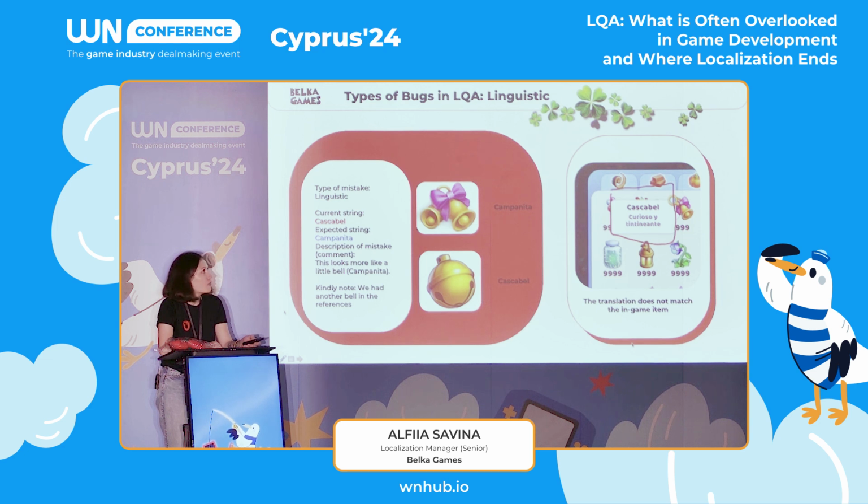For example, the artist decided to use 3 clover petals and then he changed it to 4. That requires a change for the Italian translation. Or, as you may see on this bug, first the artist decided to use one type of bell, then he changed it to another one, and this causes a linguistic bug when we need to change the term because the translation doesn't match the in-game item anymore.